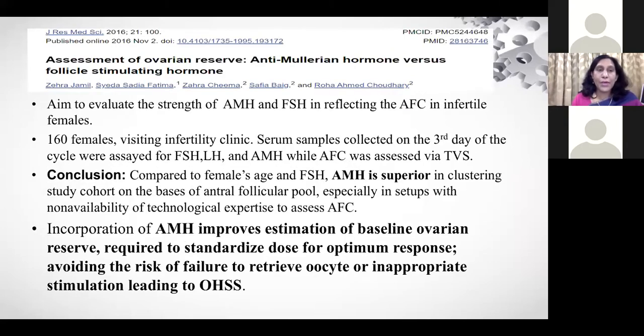So if we look into this study, which was by Zamil et al., AMH was compared with FSH levels, and what they found was that in comparison with the female's age and FSH, AMH is superior; it improves the estimation of baseline ovarian reserve. It is also helpful in standardizing the dose for optimum response and avoiding the risk of failure to retrieve oocytes or inappropriate stimulation.